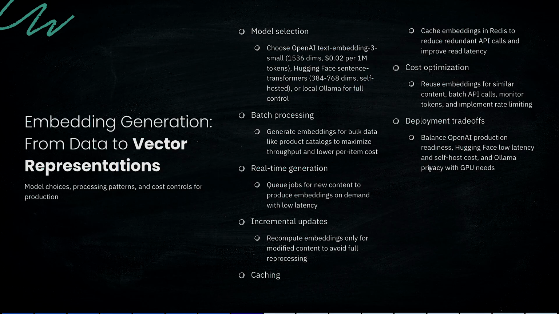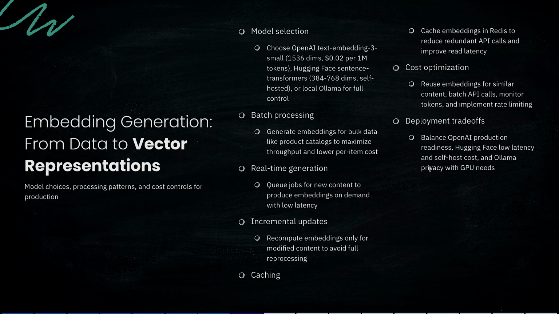Then batch processing. We need to generate the embeddings for bulk data like a product catalog to maximize throughput and lower the per-item cost. That means whenever we have a huge number of products in our system, it is always recommended to generate the embeddings in an appropriate manner, because it is ultimately going to have an impact on the cost. If it is not implemented properly, then we'll have to bear a higher cost as well. Real-time generation.